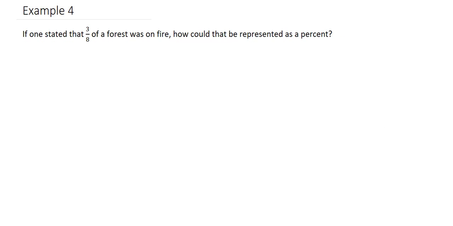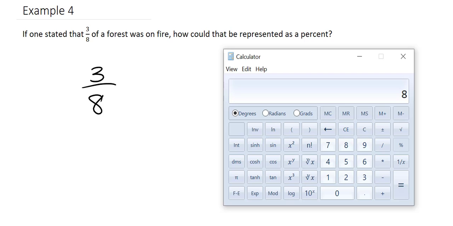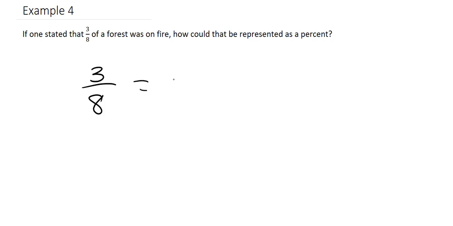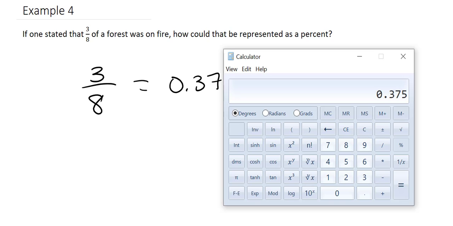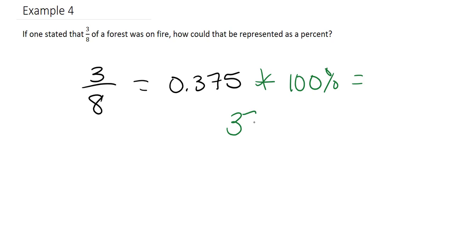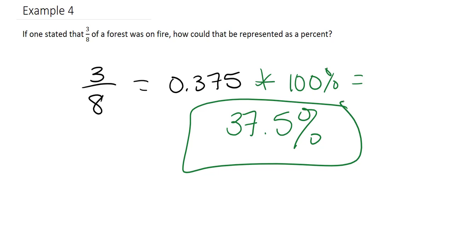Example 4. If one stated that 3/8 of a forest was on fire, how could that be represented as a percent? Right? Well, 3 over 8. We're just going to go ahead and divide 3 divided by 8, and we get 0.375. Then we're going to go ahead and just multiply it by 100% to get us our percent. And we get 37.5%. And that would be our solution.